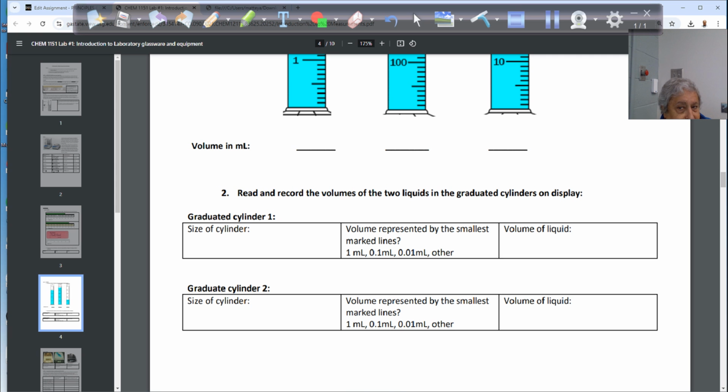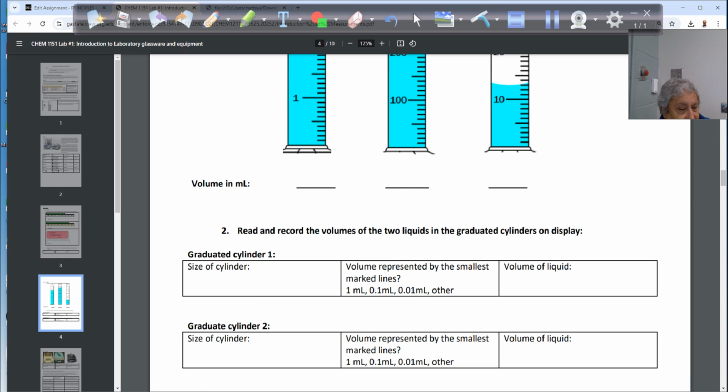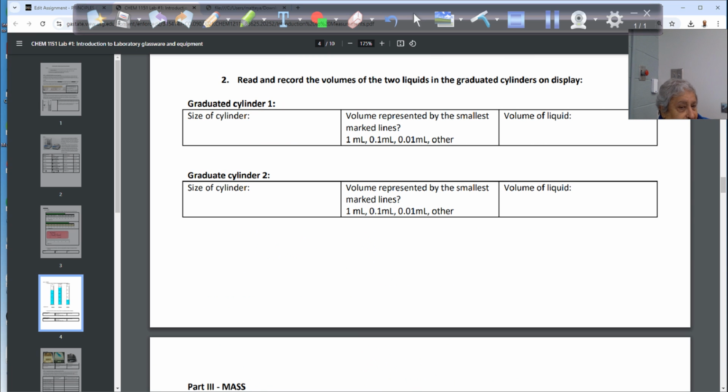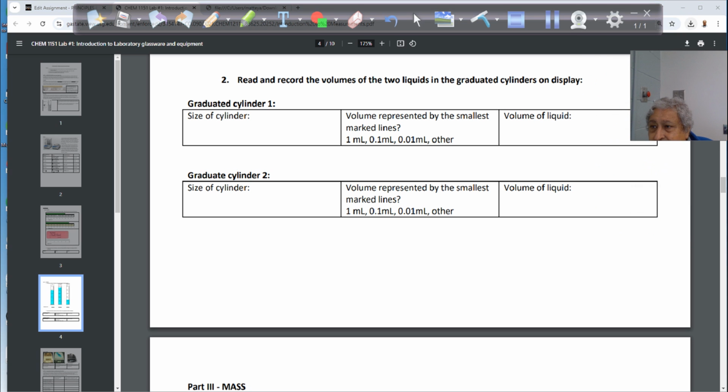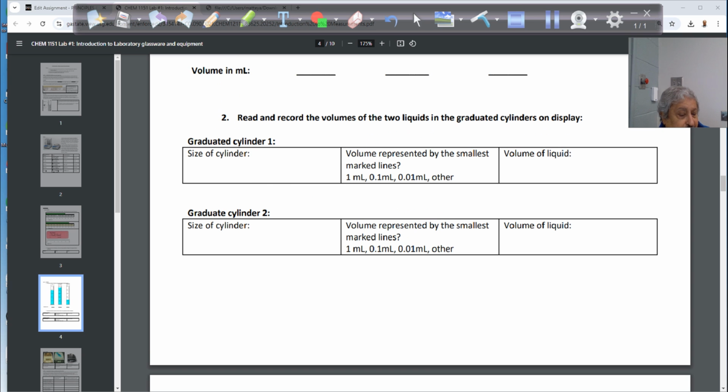Graduated cylinder number 3. You have to add it here, guys. There are 3 graduated cylinders, not 2, correct? The third one you have to add here. I by mistake opened not the Microsoft Word. I think it's the PDF, so I can't write on the PDF unless I have a PDF writer. So add this and then do the whole thing we did now: the smallest subdivision, the whole graduated cylinder, and the value of the liquid inside the graduated cylinder.